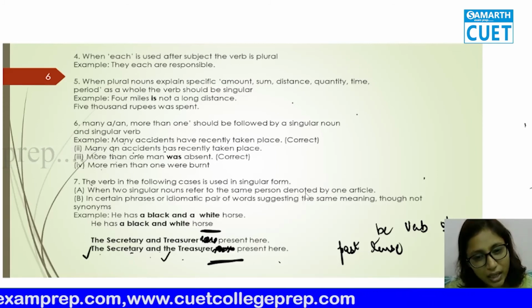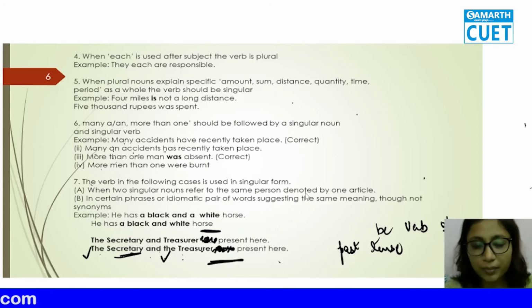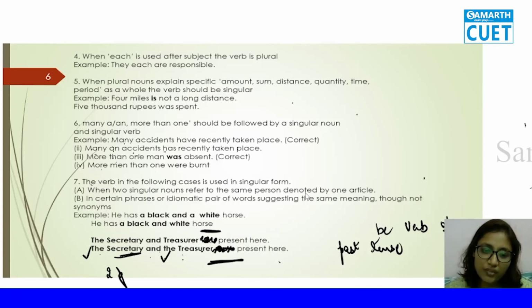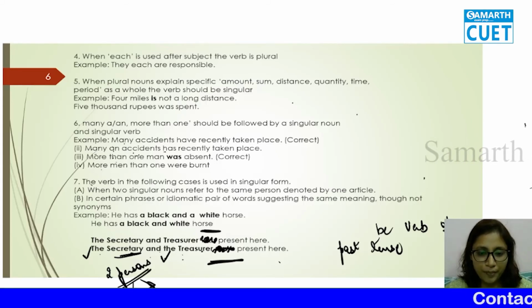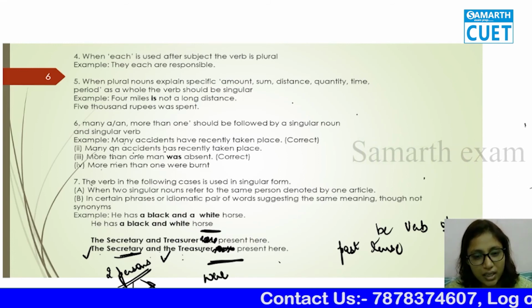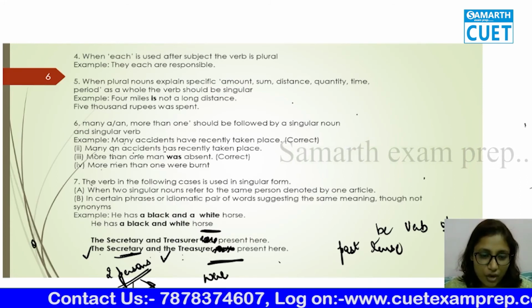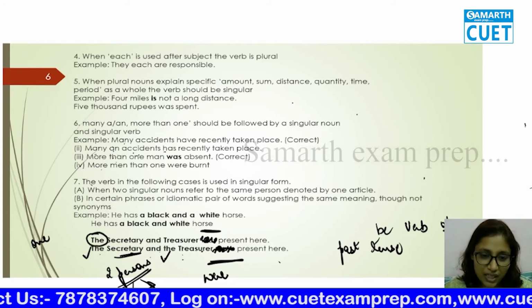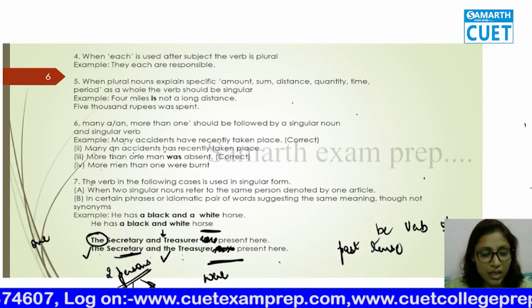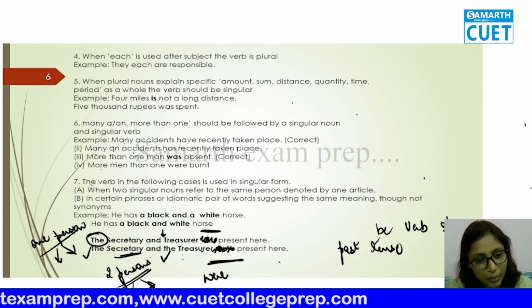The and the. So before the post of secretary we have used the. Before the post of treasurer we have used the. That means we are talking about two different persons. So these two different persons hold two different posts. So we are going to use were. But here, the secretary and treasurer. Here we are not using the article.